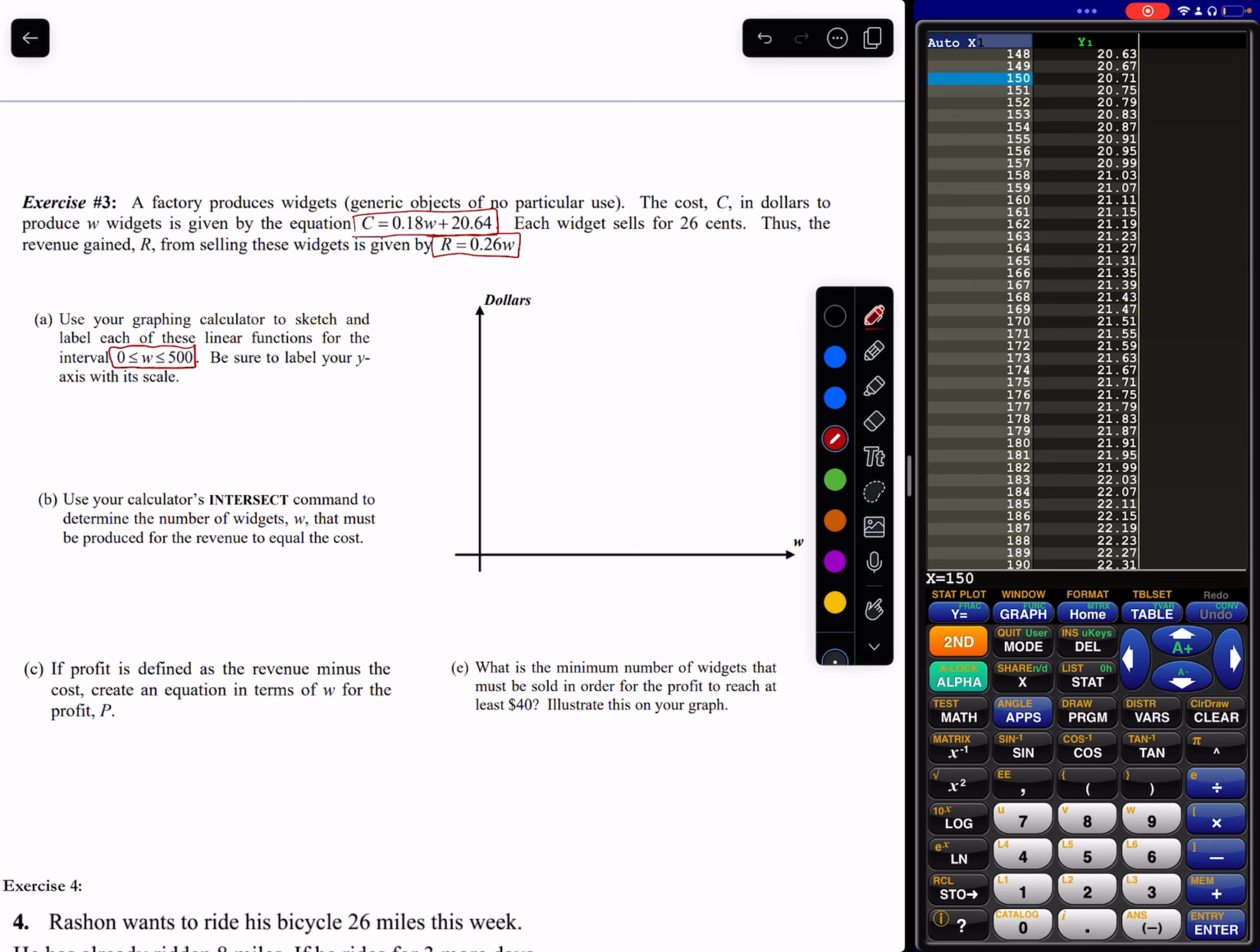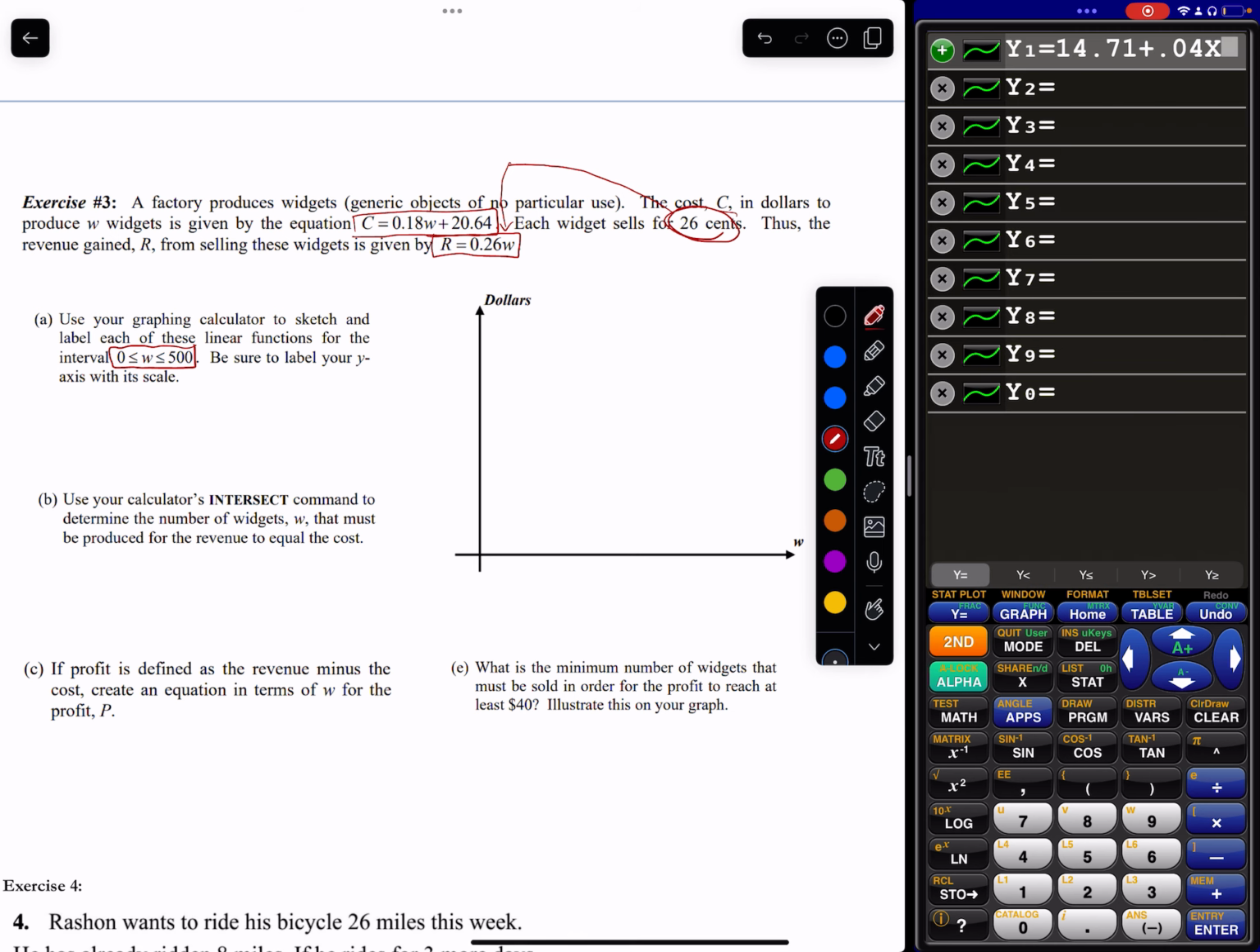Okay, and what these are, they're selling widgets, and it costs 26 cents every time you sell a widget, right? So you can see down here, that's where it's 26 cents to sell a widget. If we're going to take a look at this, we go into your y equals. We're going to clear this out, and I want to get 0.18, which will be 18 cents a widget, plus the initial charge of 20.64. And then the other one is going to be just straight 26 cents per widget, or 0.26x, okay?